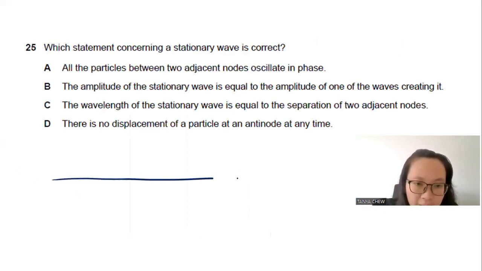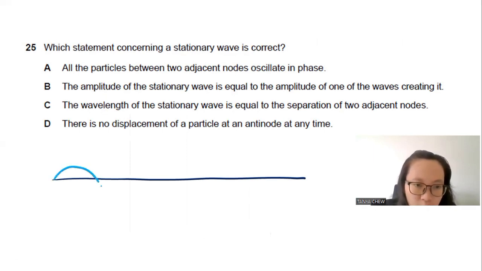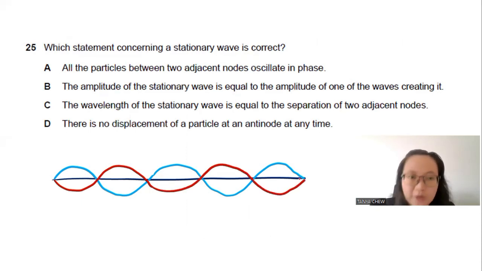So this is my fixed position. This is my wave, the first wave first. I just draw more, to show that these two waves superimpose to give you a stationary wave. And bear in mind, this is called node, node, node, and node. Just look at the nodes, right?